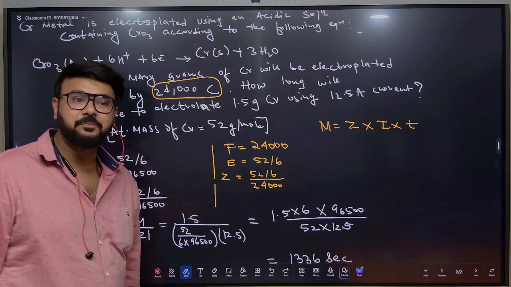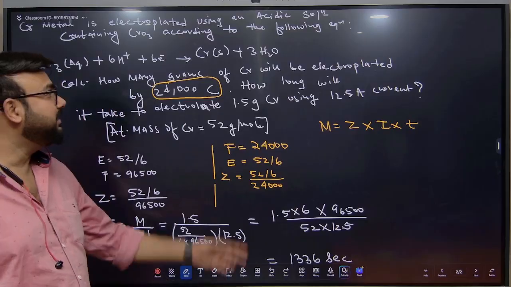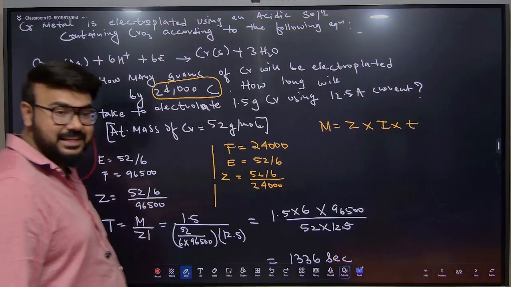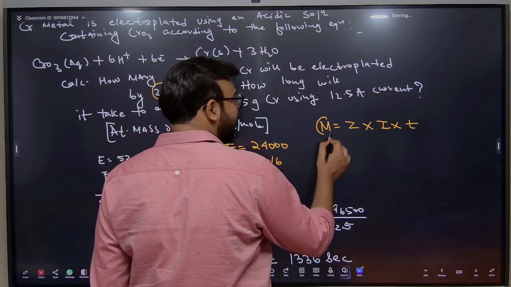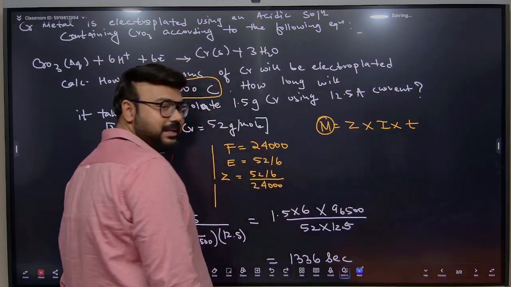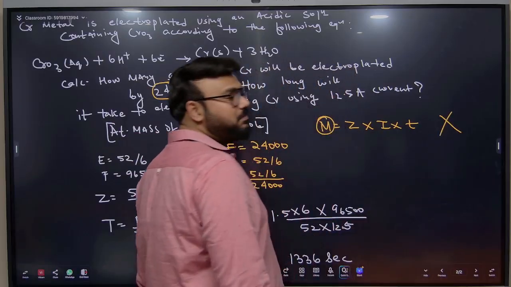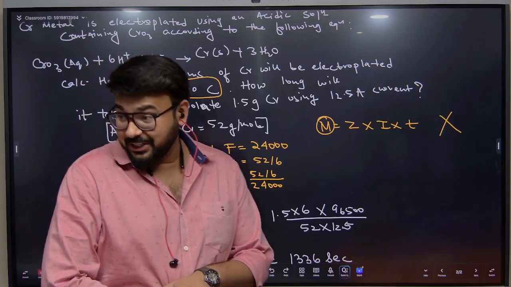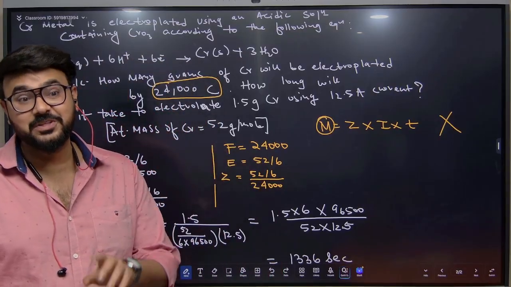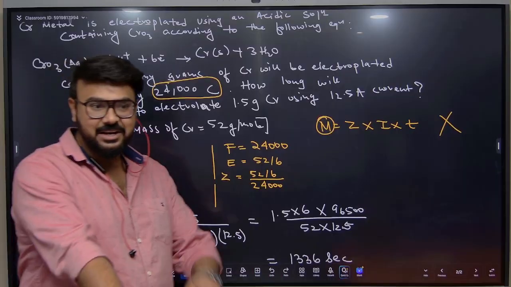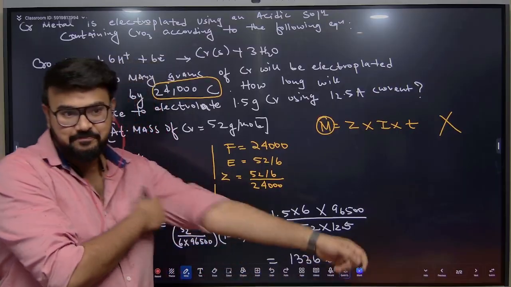We are stuck. Now what to do? Without T, how do I calculate? See, they are asking mass, but they have not given T. So that means you can no longer solve using the formula. But you still have a choice. You can do the unitary method, simple. You studied it in mole concept, stoichiometry, right?